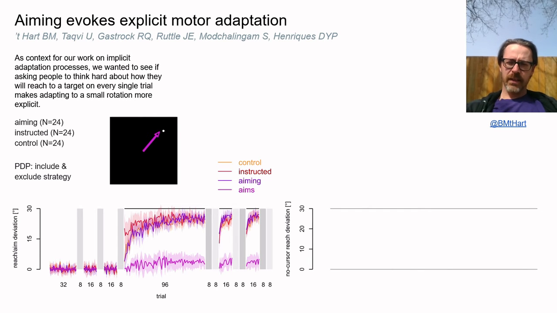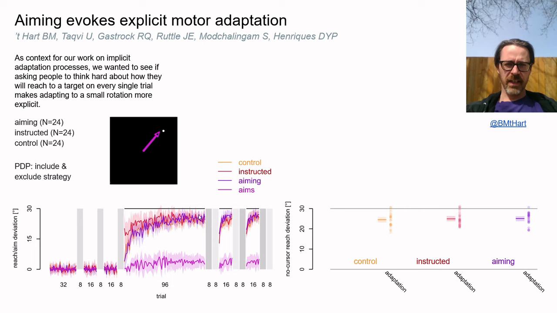Let's look at the process dissociation procedure no-cursor reaches. I want to compare these to the level of adaptation at the end of the first training bout, which is the same for all groups. Then we look at the exclude strategy reaches, which should measure implicit learning, and that is also the same in all groups, which is in line with some other research that says that implicit learning is capped at a given level.